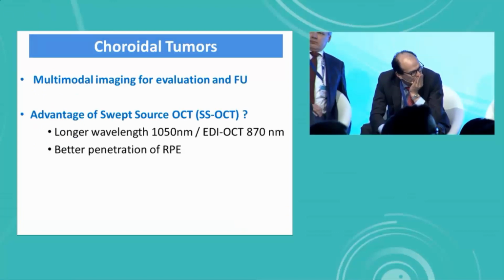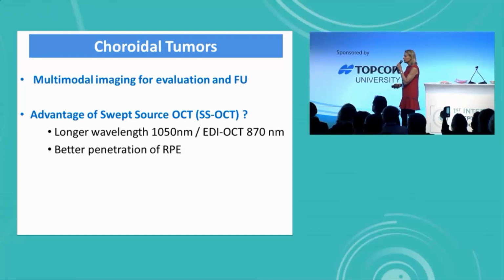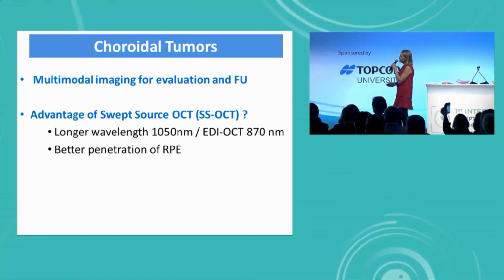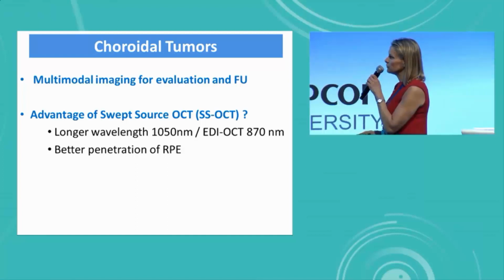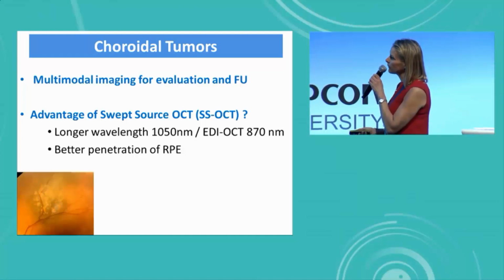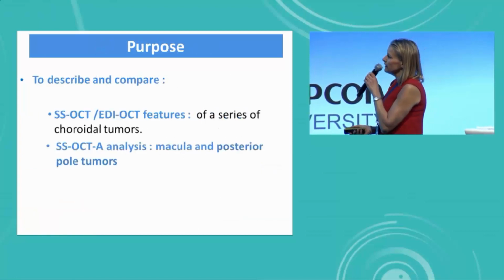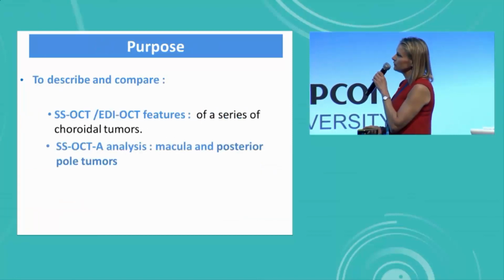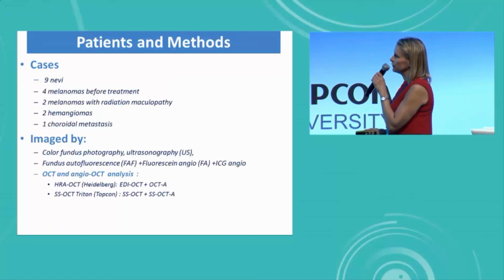Evaluation and follow-up of choroidal tumors requires multimodal imaging. The advantage of swept source OCT is its longer wavelengths, enabling better penetration of the RPE and choroid. The purpose of this study is to describe and compare swept source OCT and EDI OCT features of a series of choroidal tumors and analyze the swept source OCT angio for macular and posterior pole tumors.